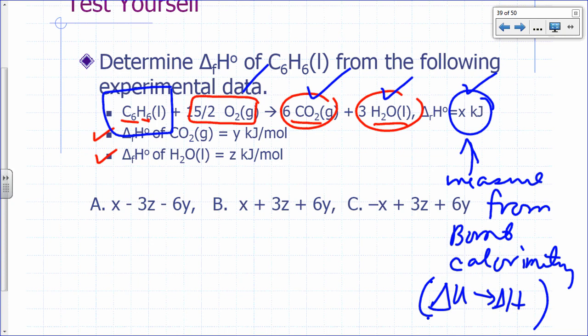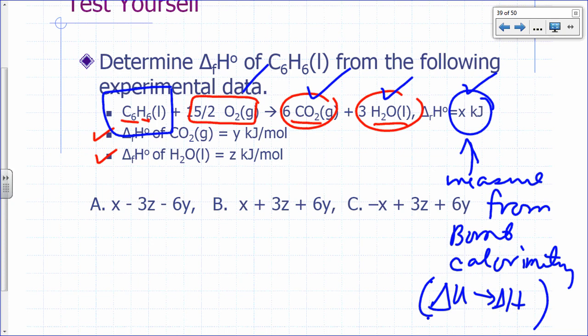Okay, you might say, why not just look up the delta H formation of C6H6? Well, the value of this is if you have a different or a new compound, let's say, then that's how you can determine the delta H formation of that compound, and then you can just add that to your list of delta H formation values, so that any other reaction that's going to involve that compound, you already have a value that you can use.